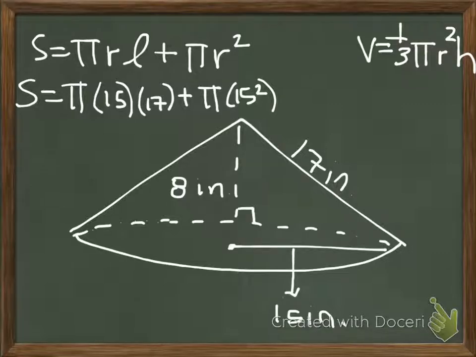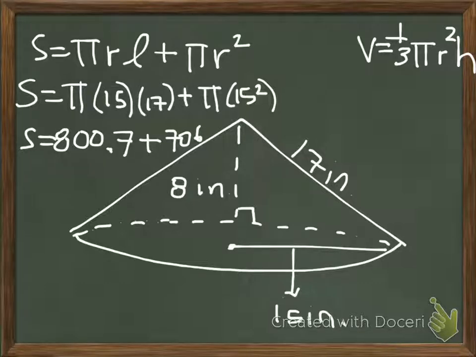So we multiply first. We do 3.14 times 15 times 17, 800.7, and we're going to add that to pi times 15 squared, which is 706.5, and if we add that together, we get 1507.2. And that's going to give us our surface area, so inches squared for area.